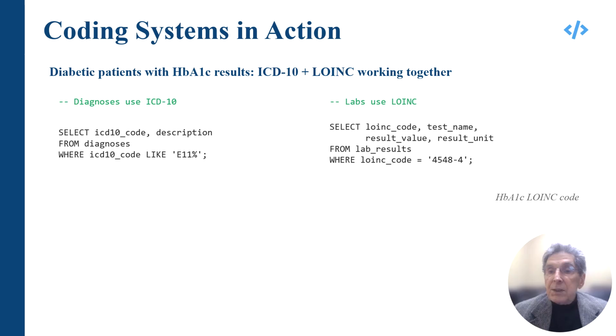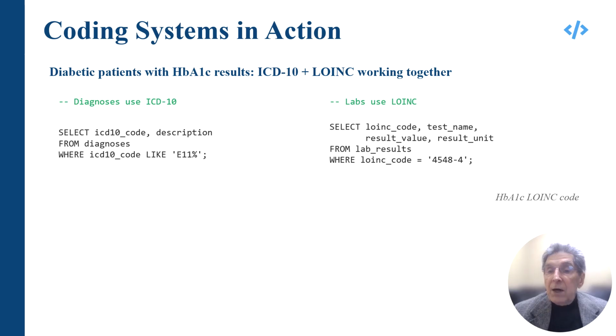These are separate queries just for illustration, but next week in week 5, when we learn joins, you'll combine them. You'll write a single query that finds patients with diabetes diagnoses and retrieves their hemoglobin A1C results, linked through the patient ID. But the point for today is the standardized coding that makes all this possible. If Hospital A uses ICD-10 codes and Hospital B uses their own local diagnosis codes, you can't write queries that work across both. ICD-10 and LOINC provide a common vocabulary that allows interoperability.